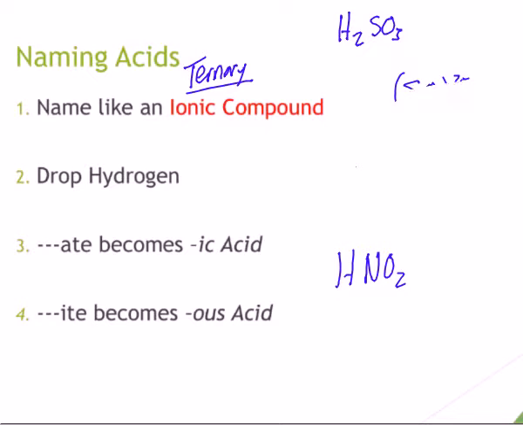Okay, so if you know or you can figure out what polyatomic you have, if it is ternary, to write the formula, take that and just add hydrogens to balance out the charge. So here we go. We're going to name this like an ionic compound. How would we name this if it was an ionic compound?